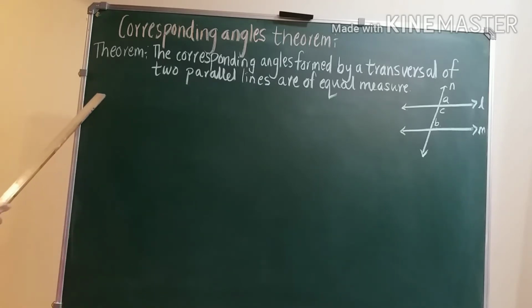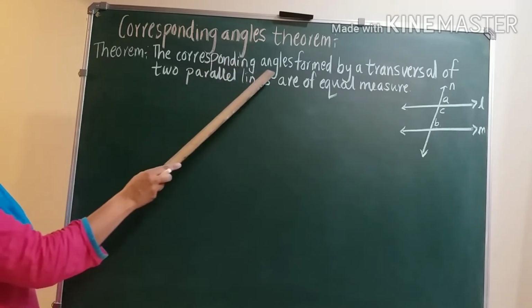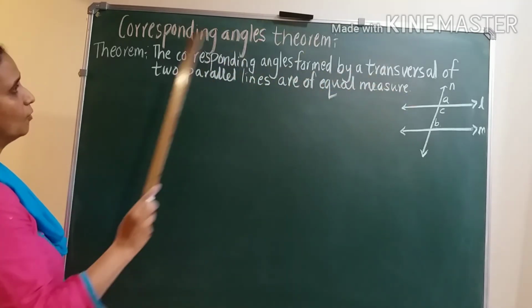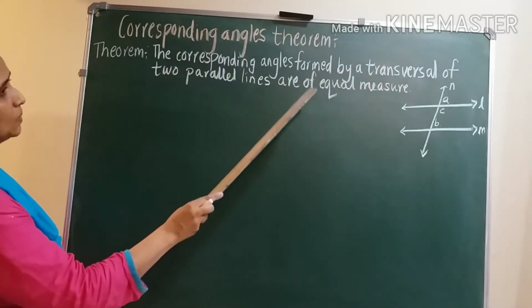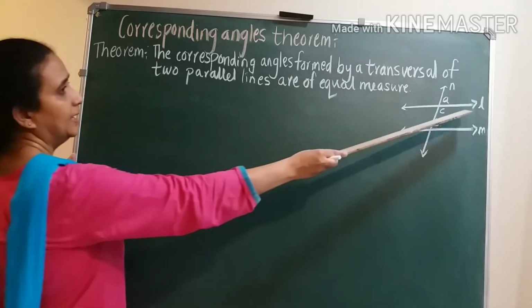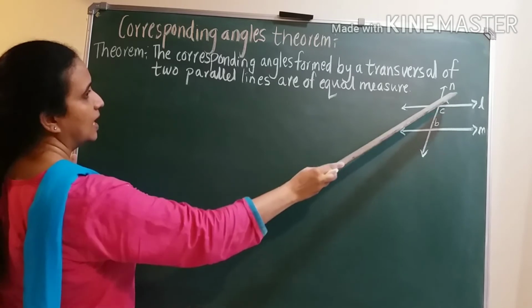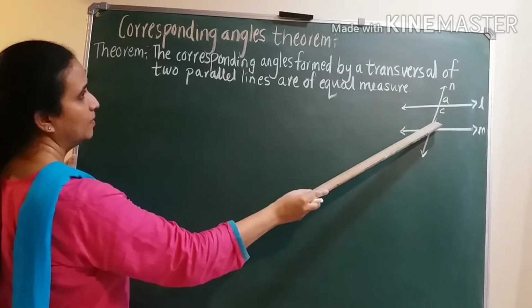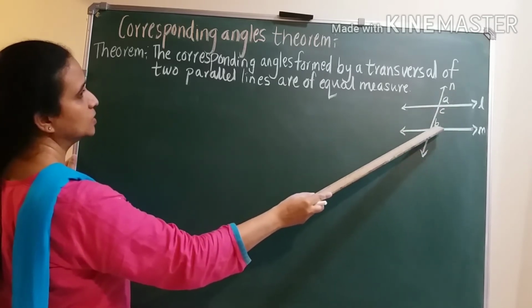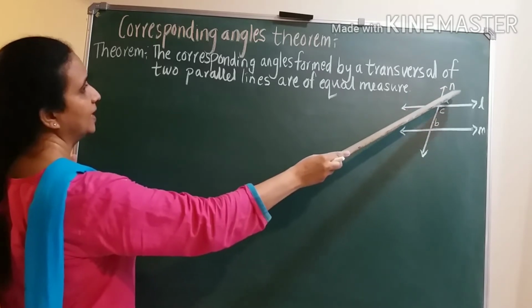What does this theorem state? The corresponding angles formed by a transversal of two parallel lines are of equal measure. Line L and line M are the two parallel lines and N is the transversal. Angle A and angle B are the corresponding angles formed because of the transversal N.